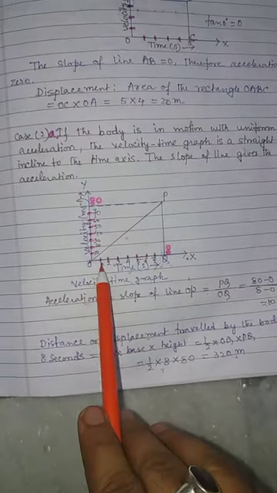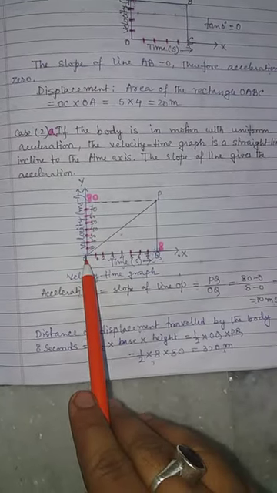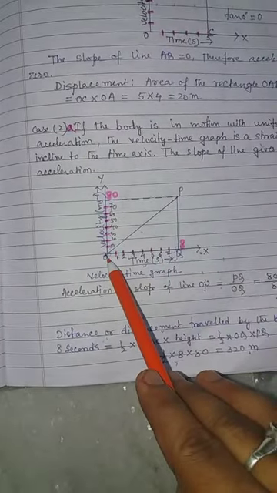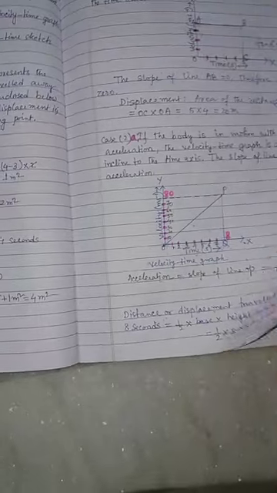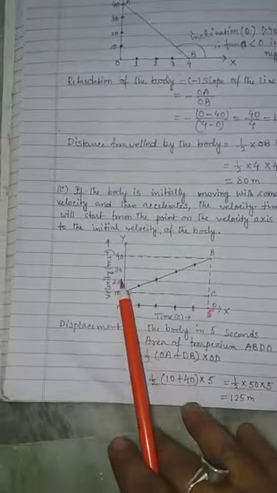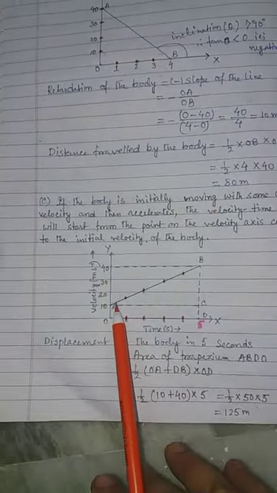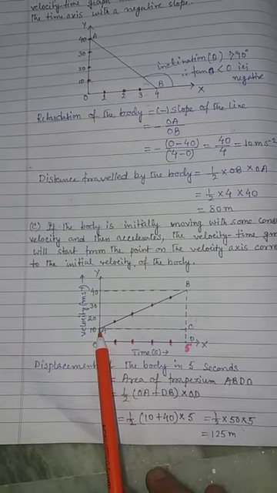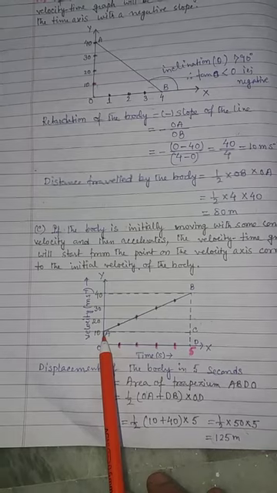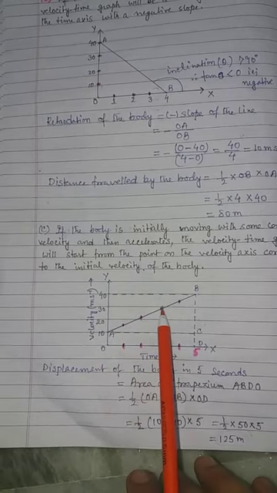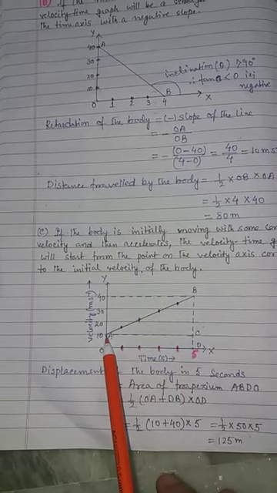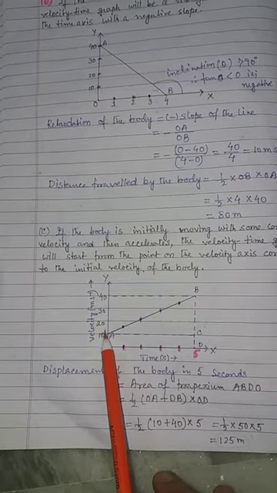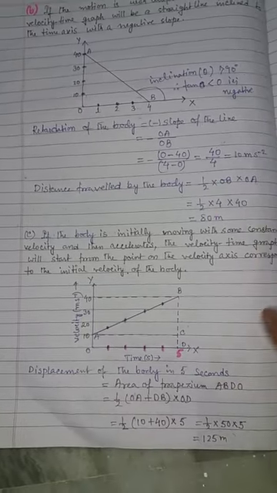In the earlier case we considered the object started from rest, that's why the line started from the origin. But here we consider the object initially possesses some velocity, after that the velocity gradually increases, that's why this line starts above the origin.